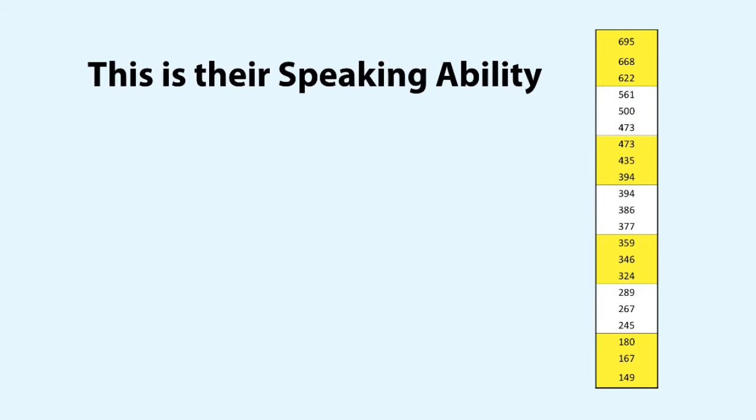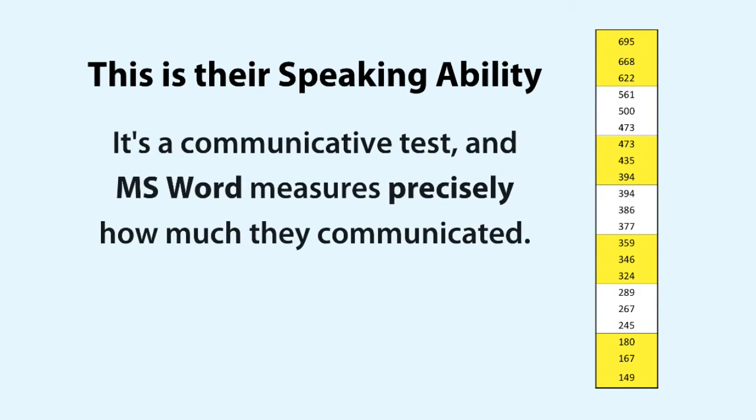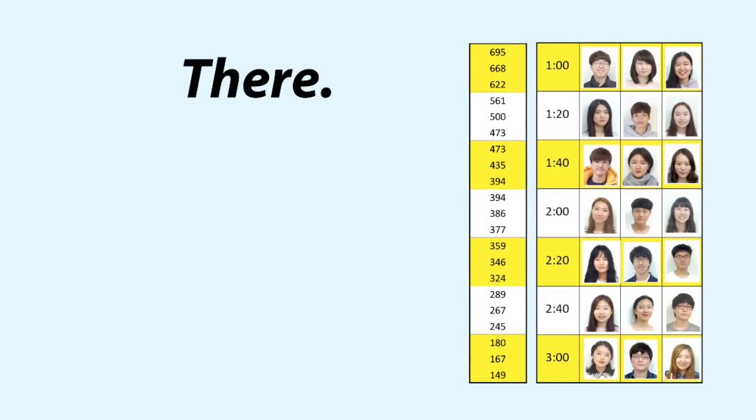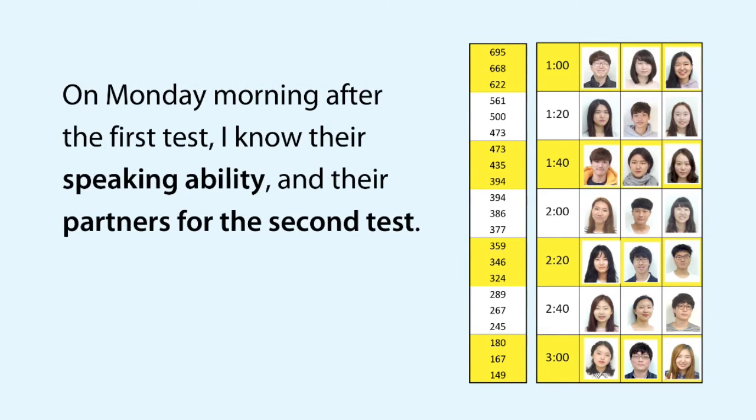This is their speaking ability. It's a communicative test, and MS Word measures precisely how much they communicated. Easy. There. On Monday morning, after the first test, I know their speaking ability and their partners for the second test.